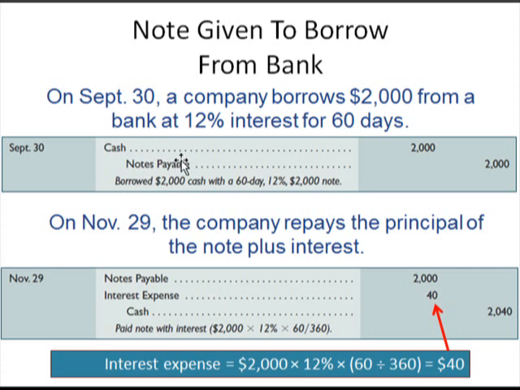So if a company borrows $2,000 from the bank, this is the journal entry they would make. They would debit cash and credit notes payable. And then when they repay the note, they would debit the notes payable to remove the liability. Again, calculate your interest using the same formula, debit your interest expense, and then credit your cash for the total amount.